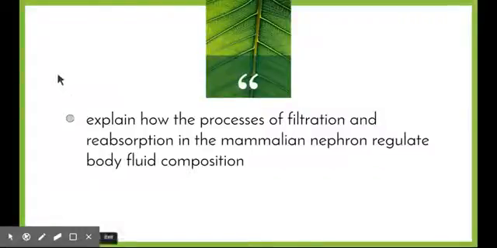This video will be looking at the dot point: explain how the processes of filtration and reabsorption in the mammalian nephron regulate body fluid composition. So it's an explain dot point, which means we need to look at cause and effect. What is the cause of the processes of filtration and reabsorption, and what effect does this have on our body fluid composition?